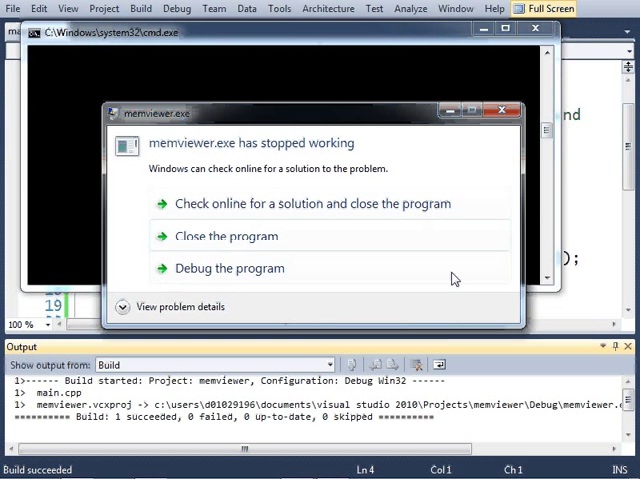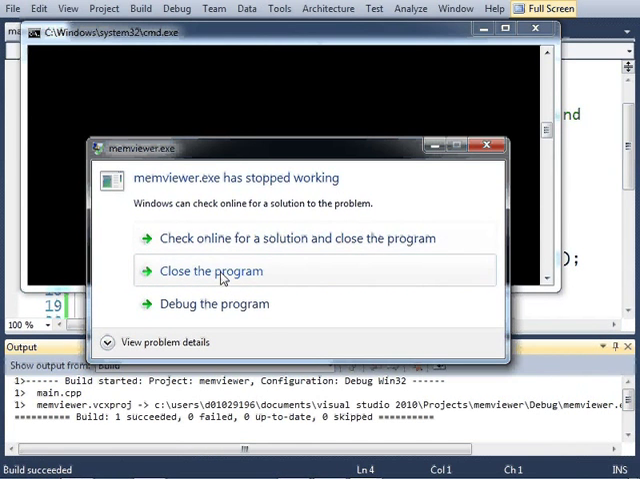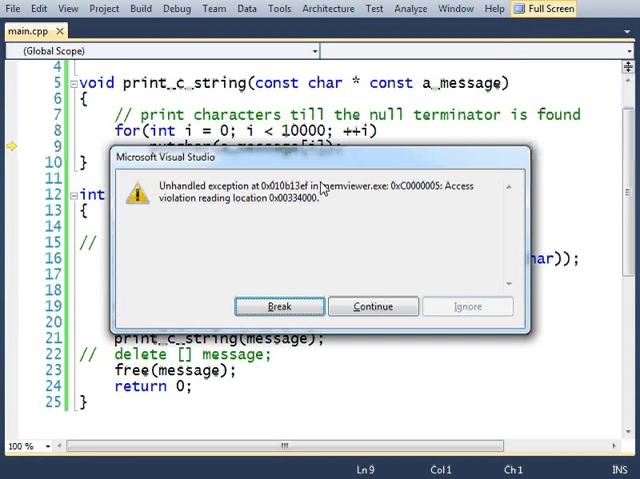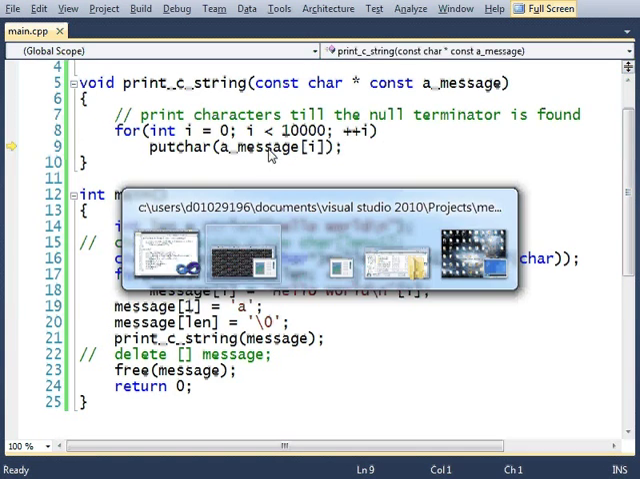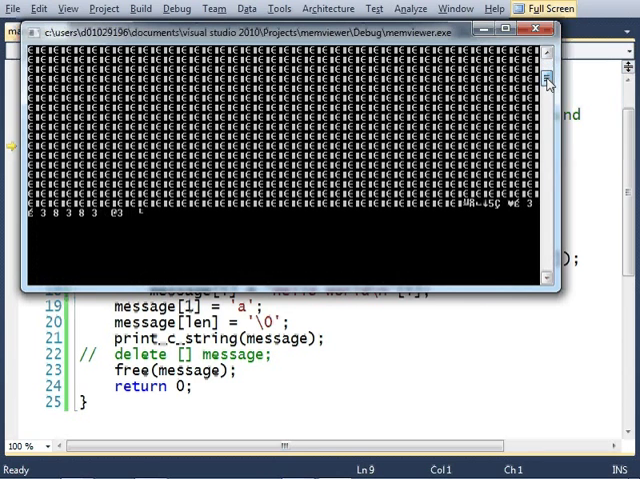Whoa, what happened? I accessed memory out of bounds. That's what this error is here. I'm going to run this in debug mode and try this again. Whoa, look at that, it happened even faster. Access violation reading this location in this array. I ended up, wow, what is this crazy stuff?